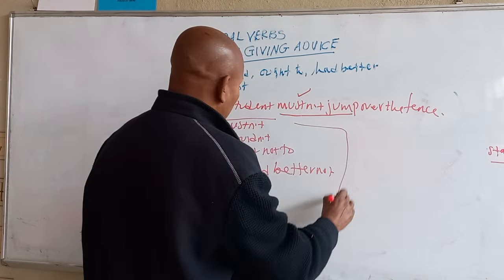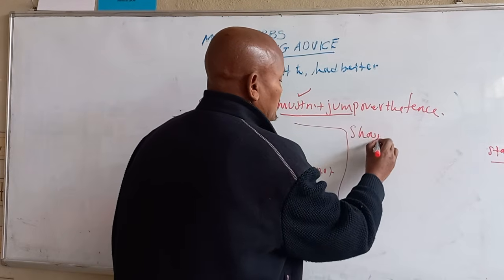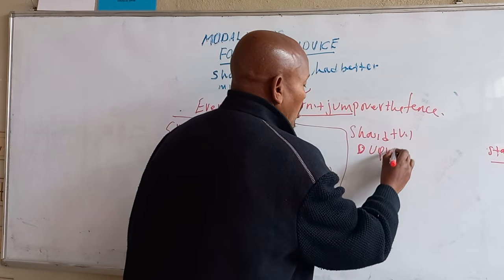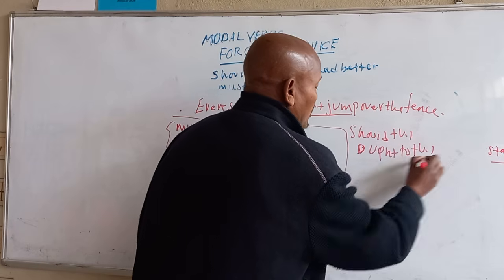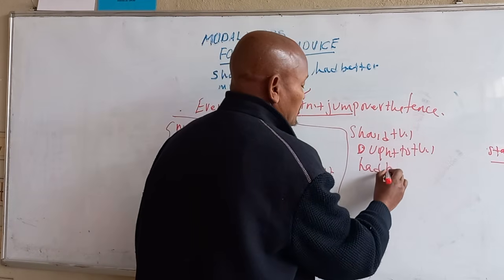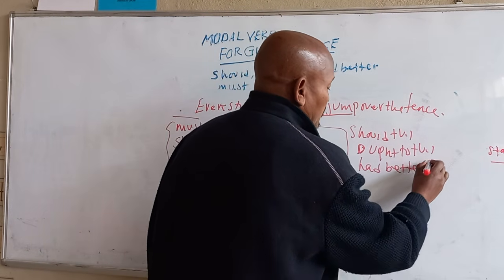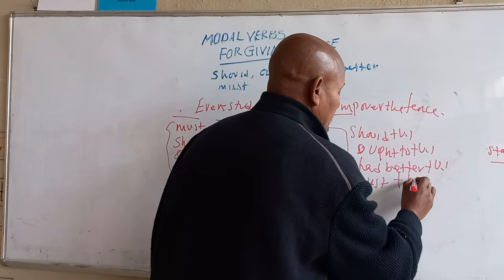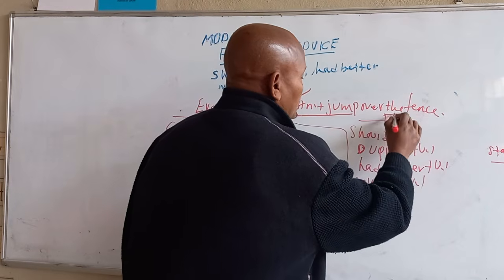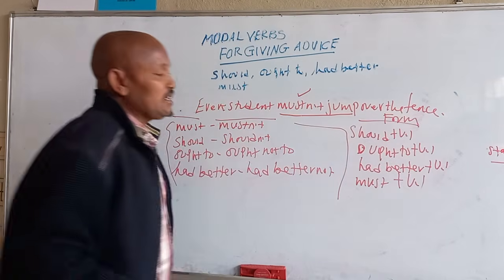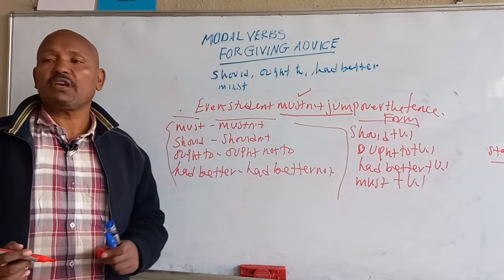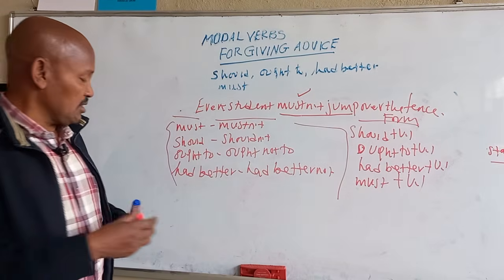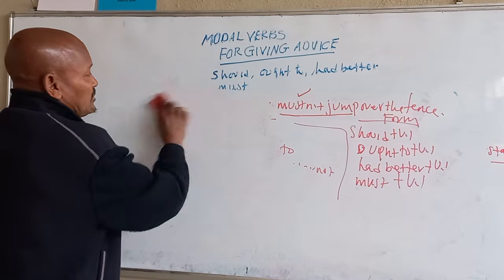So the structure of this is what? Should plus verb 1, and ought to plus verb 1, and had better plus verb 1, and here must plus what? Verb 1. This is the correct rule or forms of these modal verbs when we use them in giving advice and suggestions. Look at the examples here.